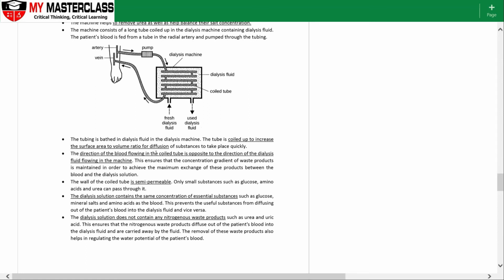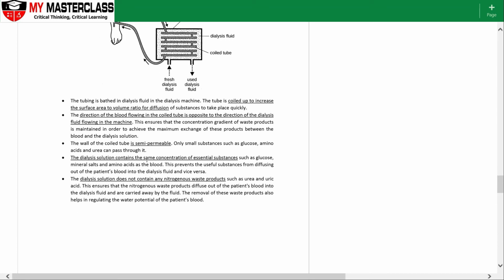Now, the coiled tube is also semi-permeable, so only small substances like glucose, amino acids, and urea will pass through. But of course, we do not want essential substances like glucose and amino acids to pass through. So the dialysis fluid contains the exact same concentration of these substances that is required by the body system, to prevent these essential substances from leaving the blood plasma into the dialysis fluid.